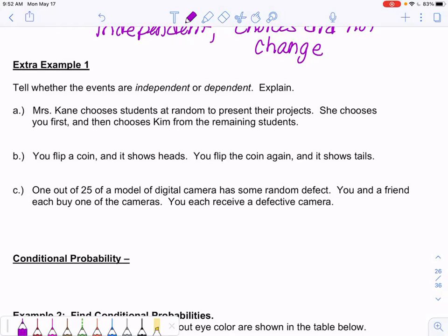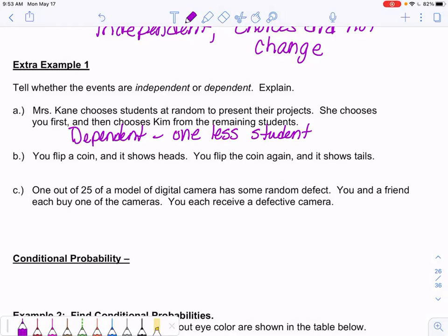Bill, do you think that's independent or dependent? Dependent. And why would you say dependent? Because you wouldn't choose the same person to present the same project again. Exactly. That's a great explanation. So I'm not going to choose the same person to present the same project. I have one less student to choose from. So there's one less option. I would not choose that same student again and again and again. So you can see that the number of students left has been reduced by 1. That's called a dependent event.